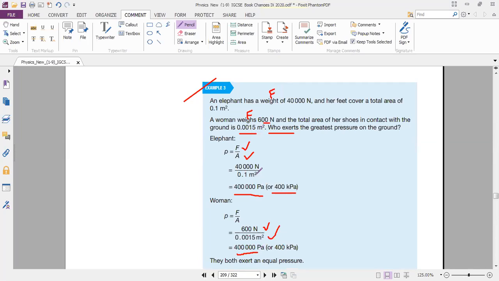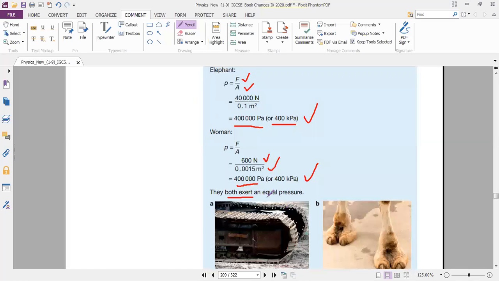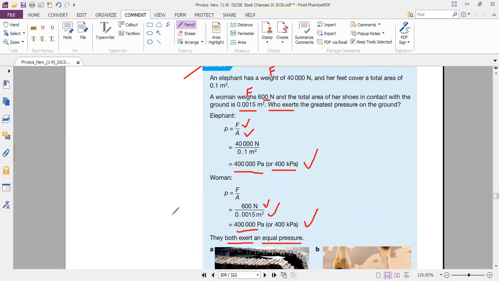Similar results. Look at this and look at this. So they would exert similar pressure, equal pressure, because calculation shows both give similar pressure, that is 400,000 Pascal. All right. So it doesn't matter that an elephant, a big body animal, would give greater pressure than a woman, because the woman's weight is 600 Newton.